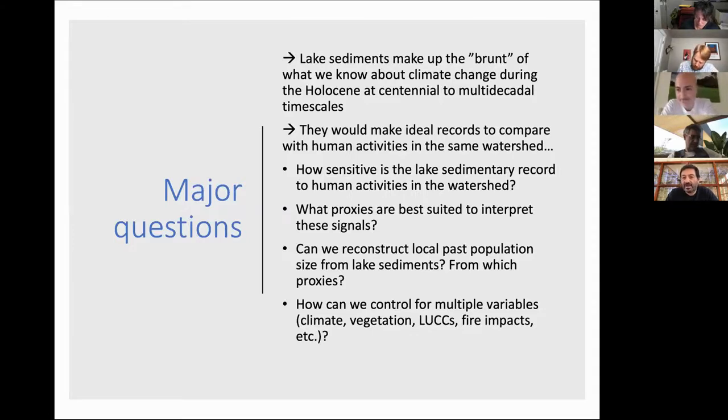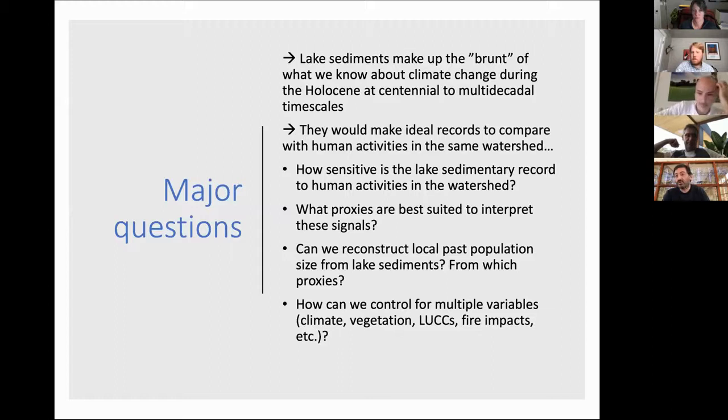So the questions that we have here are, how sensitive are lake sedimentary records to human activities in the watershed? What proxies are best, and how can we tease apart these signals of human activities versus other signals that would be more natural, like, for example, orbitally driven climate change or other events that are associated with climate change? Can we then use any proxies from the lake sediments themselves to reconstruct local past population sizes? And these are the questions that we have that are linked to trying to compare these with regional SPDs that we have, right? So we can compare the regional SPDs with the local population reconstruction and see how much they match or mismatch.